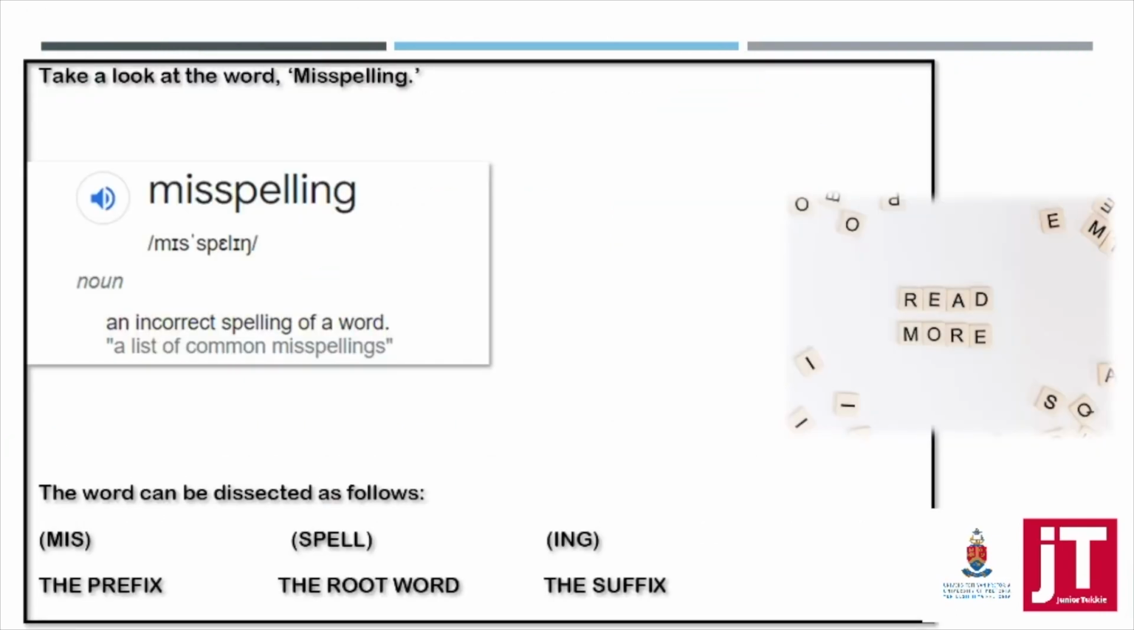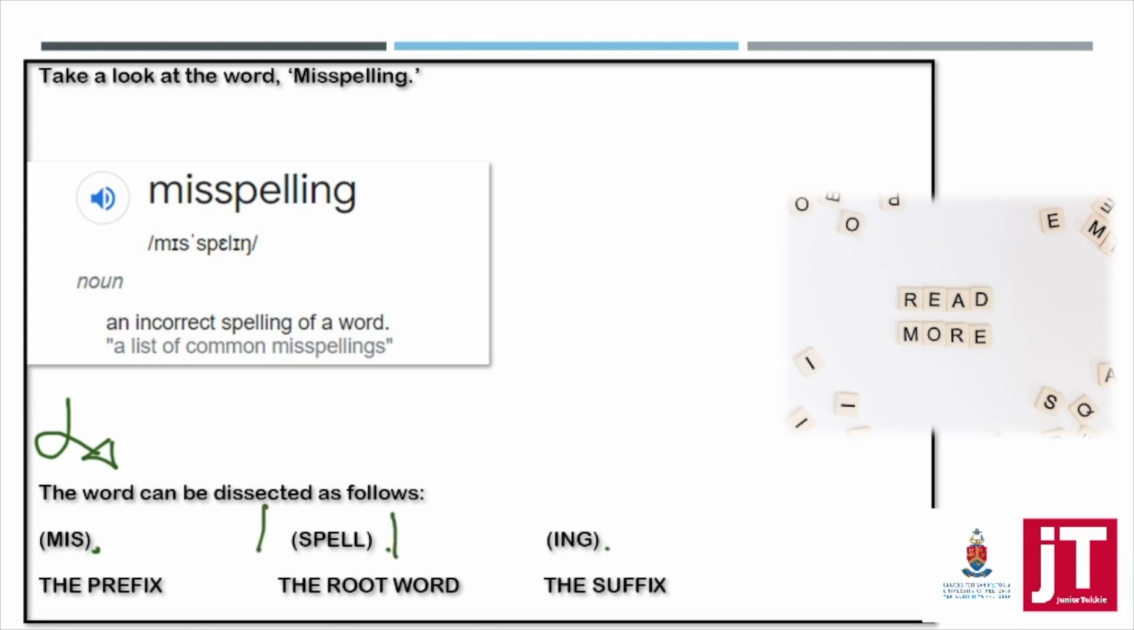Let us take a look at the word misspelling. Misspelling means an incorrect spelling of a word. Okay, so if we take a look, we can dissect or break up misspelling into its syllables. Misspelling.